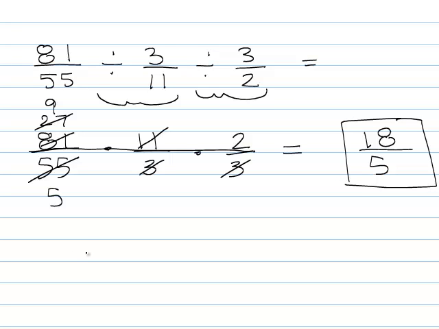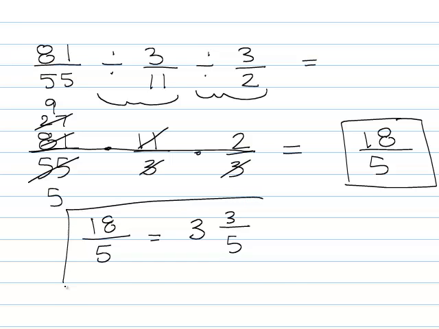We can also change this to a mixed number, 18 fifths. We know that 5 goes into 18 3 times with 3 left over, so we have 18 fifths, or 3 3/5.